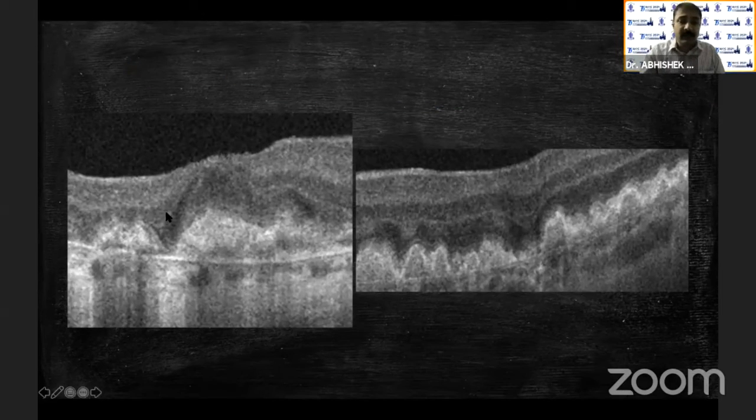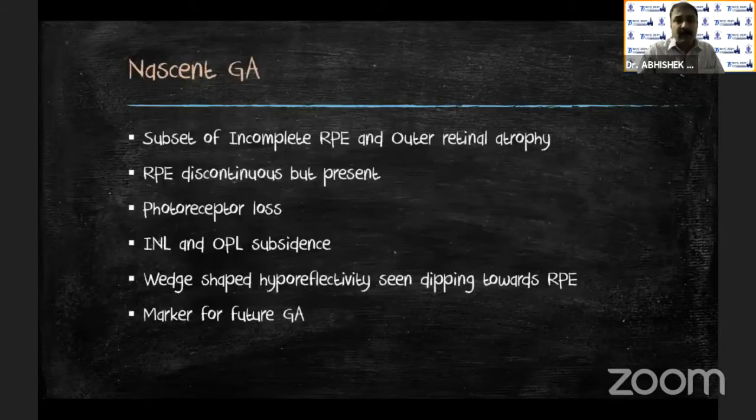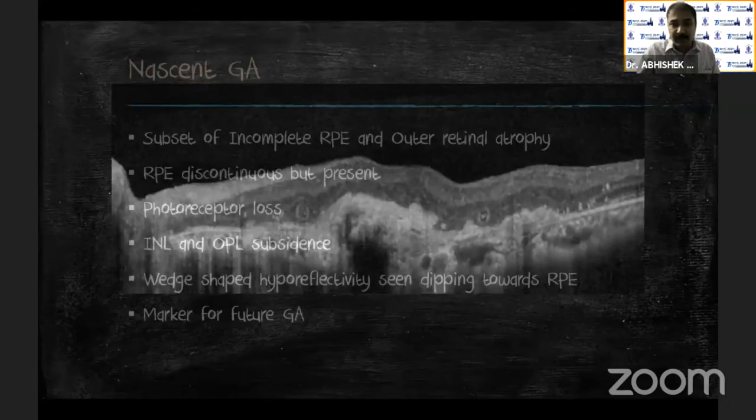If you see the triangle in the first one and in the second image, what could this be? This is a subset of incomplete IRORA, that is incomplete RPE and outer retinal atrophy. This is nascent GA, where the RPE is discontinuous but present. There is photoreceptor loss, the INL OPL dip, and there is a wedge-shaped or triangular hyporeflectivity seen dipping towards the RPE. This is a very strong marker for future geographic atrophy.